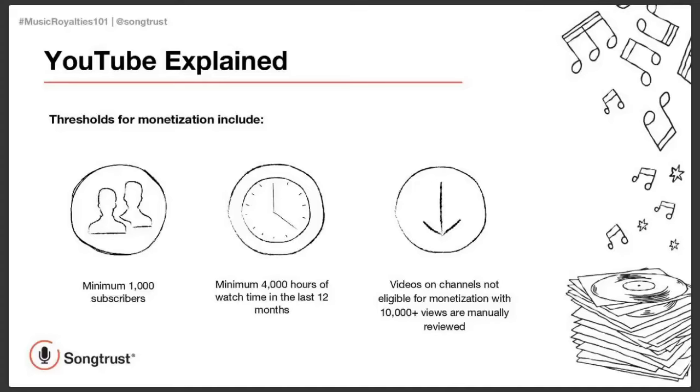Now, on channels that do not meet either of those requirements, if a video does reach 10,000 views, that video is manually reviewed by YouTube to decide whether it will be eligible for monetization. So it is possible that videos with a lot of views but not a lot of subscribers on the channel can be monetized.